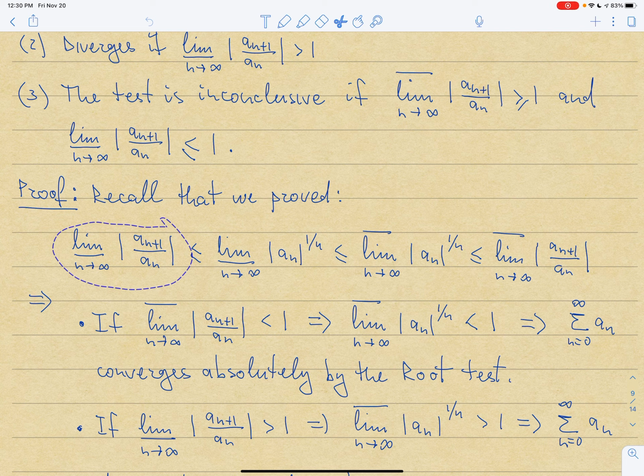So if the root test is inconclusive, then the ratio test must be inconclusive, right? Because lim sup is greater or equal than 1, and lim inf is less or equal than 1. But the opposite is not necessarily true. It is possible that lim sup is greater or equal than 1 and lim inf is less or equal than 1, but that doesn't mean that this guy will have to be 1. It just has to lie between this number and that number, and it may or may not be equal to 1. And if it is not 1, then the root test is going to be conclusive.